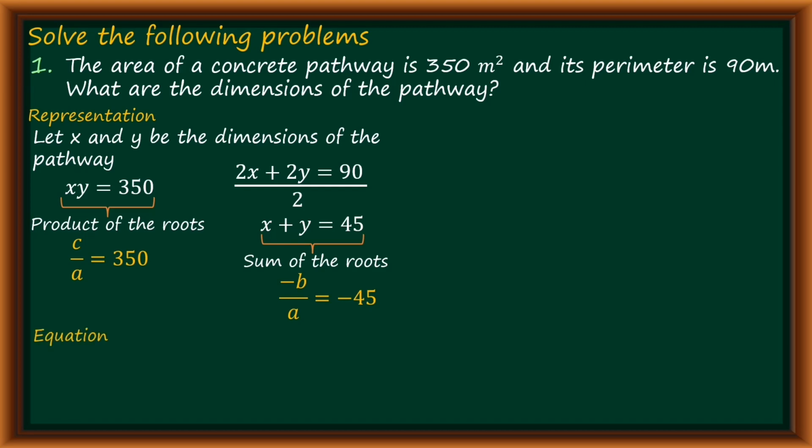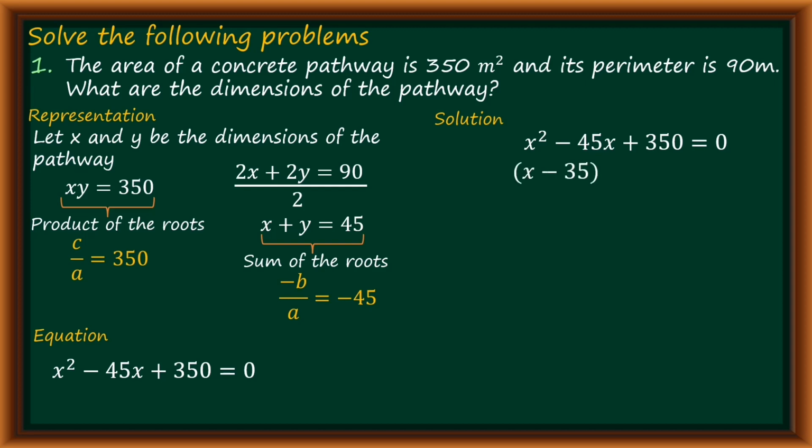So from here, we have the equation x squared minus 45x plus 350 is equal to 0. Now let's proceed to the solution. x squared minus 45x plus 350 is equal to 0. This equation is factorable, so we can use the factoring method to show the solution. So that is the quantity x minus 35 times the quantity x minus 10 is equal to 0.